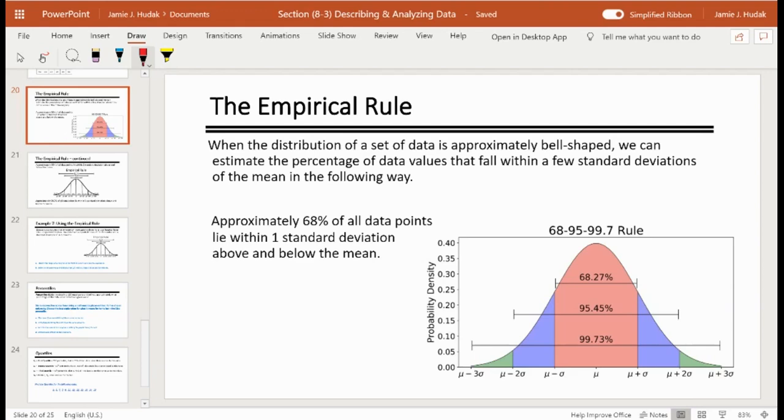So the next topic is the empirical rule, and it states that when the distribution of a set of data is approximately bell-shaped, we can estimate the percentage of data values that fall within a few standard deviations of the mean in the following way. So notice that the mean, denoted with the mu, is right in the middle. It goes to the height of the bell curve. And this is one standard deviation to the right of the mean, one standard deviation to the left of the mean, and it is 68.27% of the data, but we say it's approximately 68% of all data points.